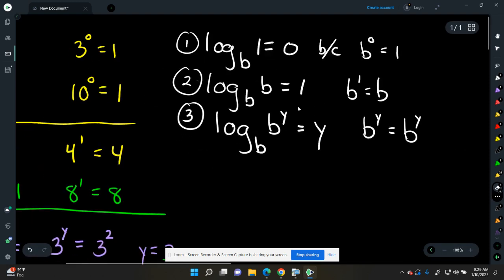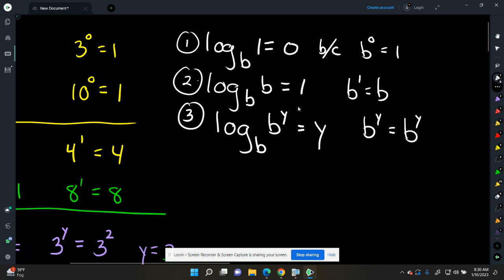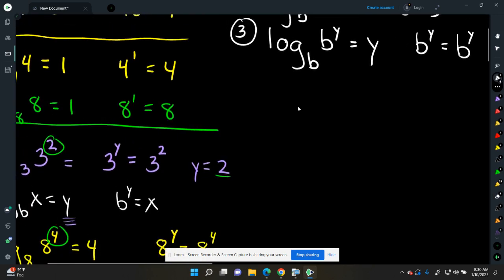Okay. So that actually is going to be a very valuable property and save us a lot of work. Okay, the next one. Now this one is a little challenging.